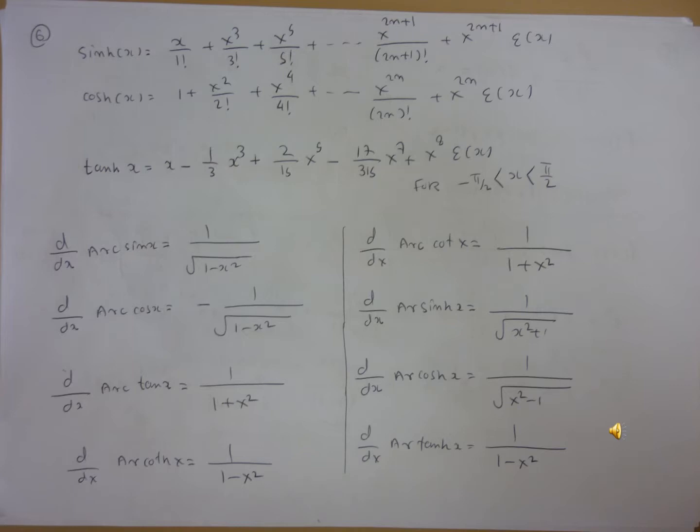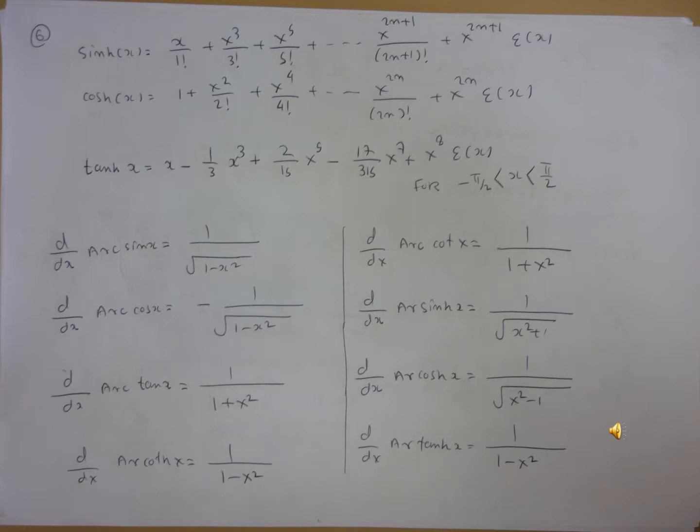The cosh a is also 1 plus h squared divided by 2 factorial plus h power 4 divided by 4 factorial. So we add h power 2m divided by 2m factorial plus h power 2m multiplying a. tanh a is also equal to a minus 1 third a power 3 plus 2 divided by 15 a power 5 minus 17 divided by 315 a power 7 plus a power 8 multiplying a. Therefore, a lies between minus pi by 2 and pi by 2.